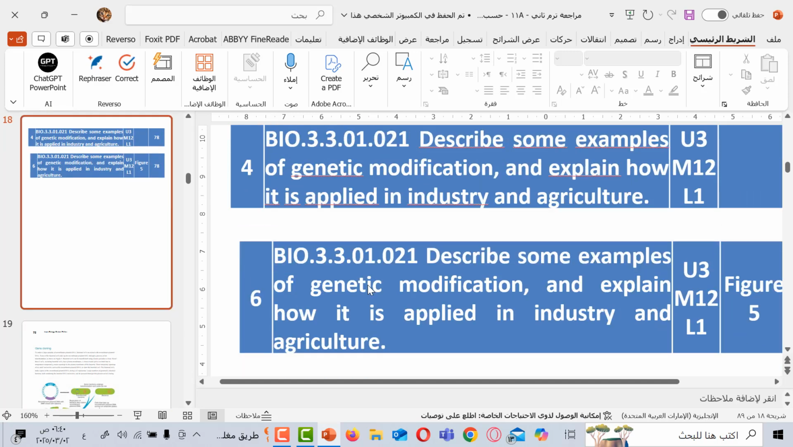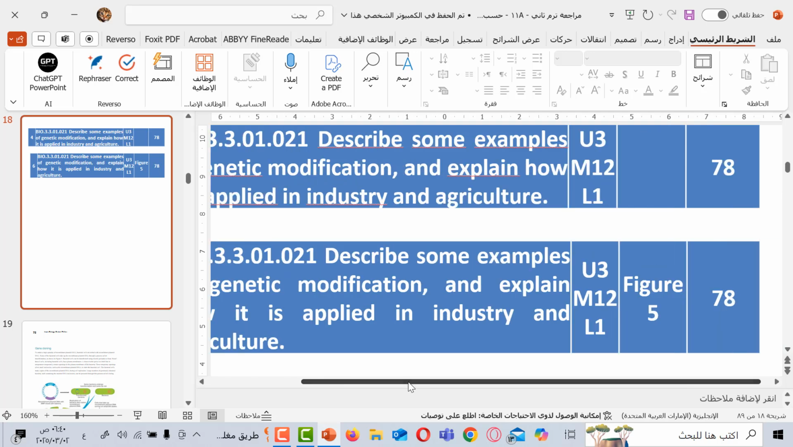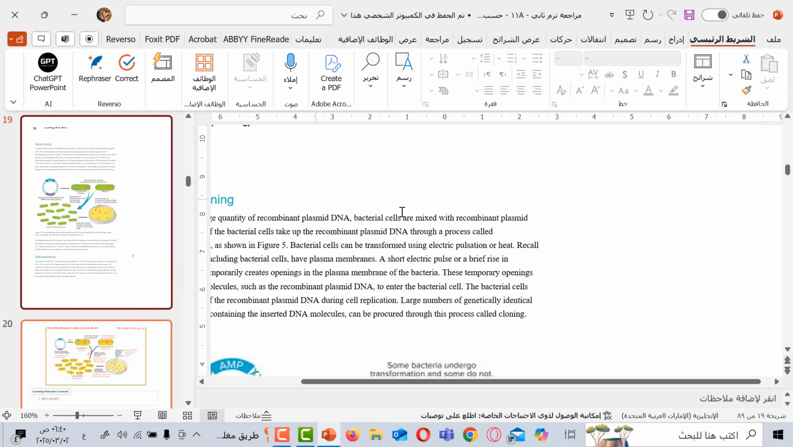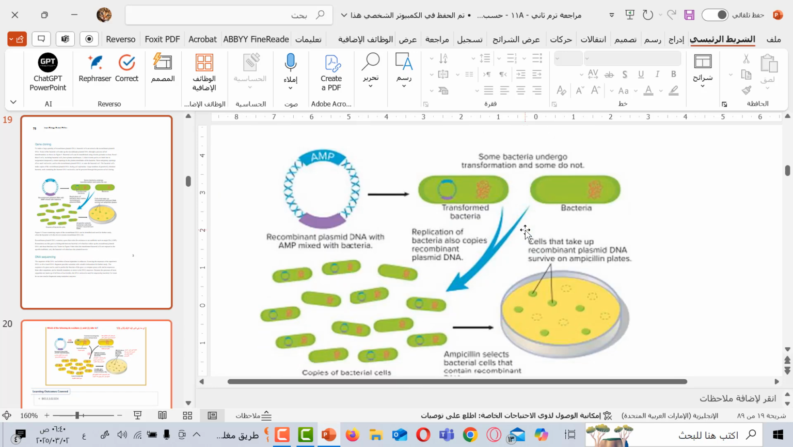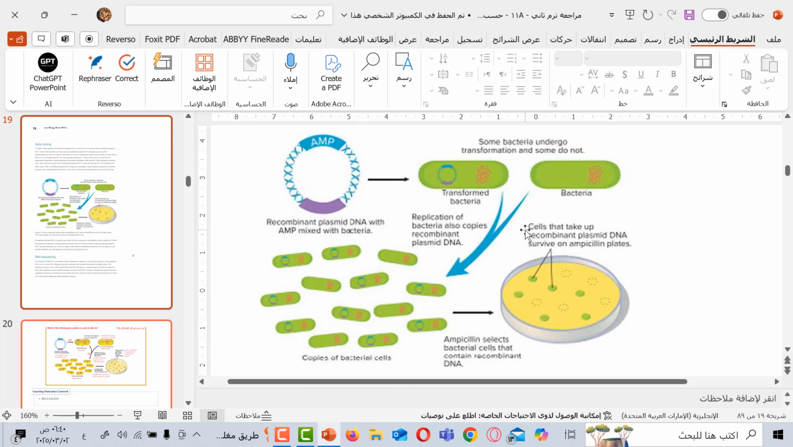Question number 4. Question number 6 is on the same page. Page 78, figure 5. Which figure 5? This is figure 5. As I said, in recombinant DNA, be careful about this picture, and every word must be known. Know what the meaning of AMB is. AMB is a gene for resistance to ampicillin.